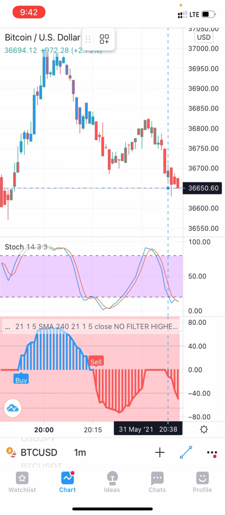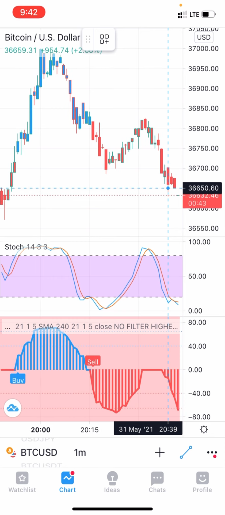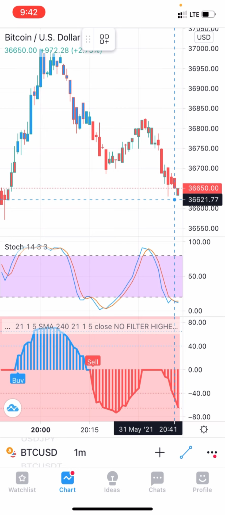Do you understand? But I'm going to tell you the truth, guys. There is a little, I don't know how to put it, uncertainty about this indicator. So I want to tell you guys something.